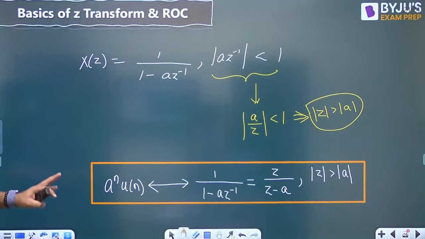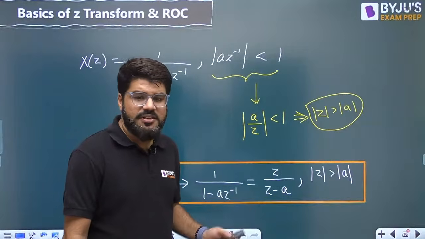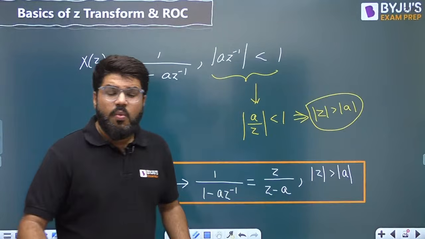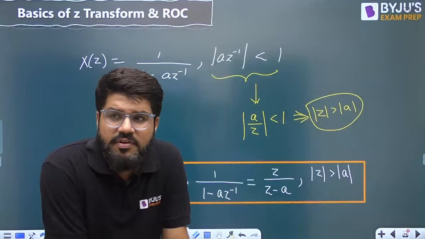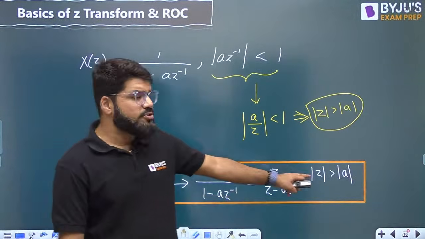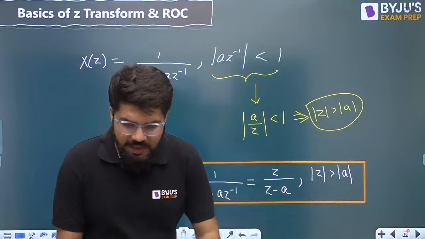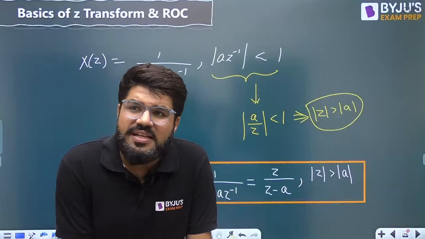a power n u[n] has a Z transform z upon z minus a, or 1 upon 1 minus az inverse, with mod z greater than mod a. Now what is this condition representing in front of you? That there are only certain values of z which satisfy mod z greater than mod a, for which the Z transform is defined.